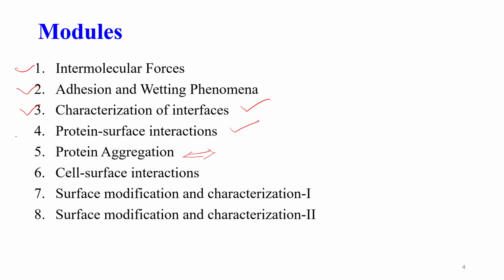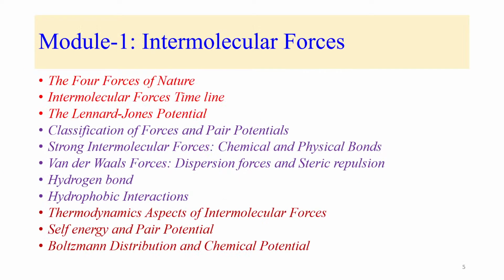So far we have covered these 4 modules, and in the next 4 modules we are going to discuss protein aggregation, and the third step in the biointerfacial interaction, which is cell surface interactions. The last 2 modules are on surface engineering: what the different physical and chemical methods are to tune or modify the surface properties, and we will also see a few case studies based on the physical methods as well as the chemical methods for surface modification.